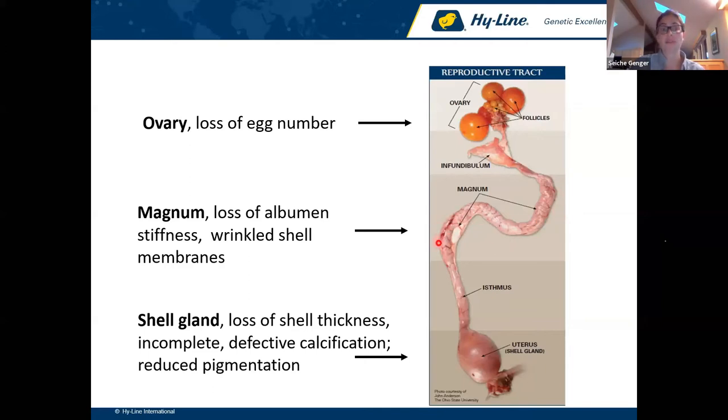And so you have watery albumin addition, and you have a wrinkled shell membrane that actually goes on. And then as we get all the way down into the uterus or the shell gland, this is going to be damaged as well. And so you may not get the same shell thickness. It may be incomplete. You might have a completely defective calcification. And then you're also going to have the resulting reduced pigmentation as that is passing through the tract as well.